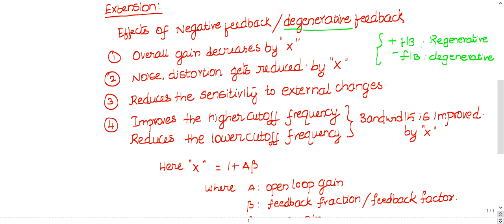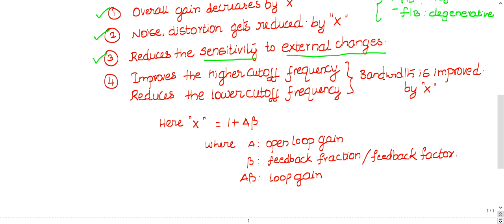Now what this will do, just remember: the gain will decrease by a factor x. What is x, I'll explain. Noise and distortion will get reduced by factor x. Sensitivity to external changes, like temperature, will get reduced. If temperature is increased, the output will not change with the help of negative feedback. Even if you change temperature or pressure, all kinds of external atmosphere, the output will not change. It reduces the sensitivity to external changes. Then finally, it improves the higher cutoff frequency of the frequency response.